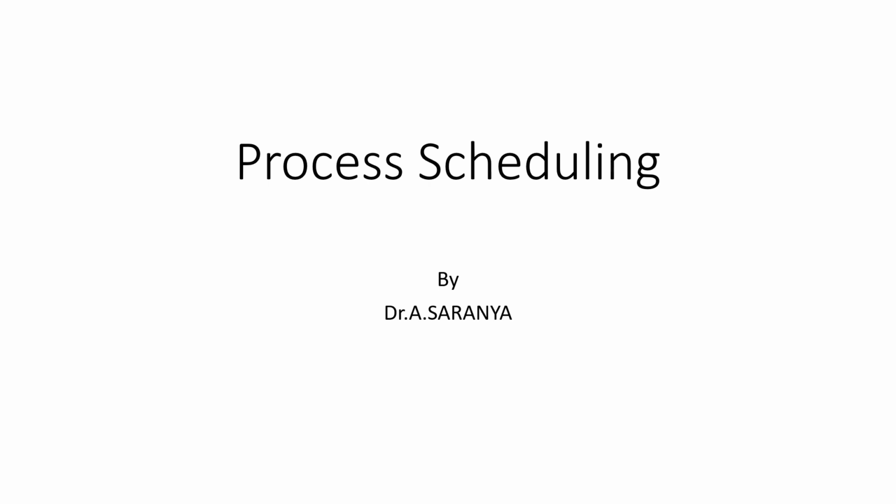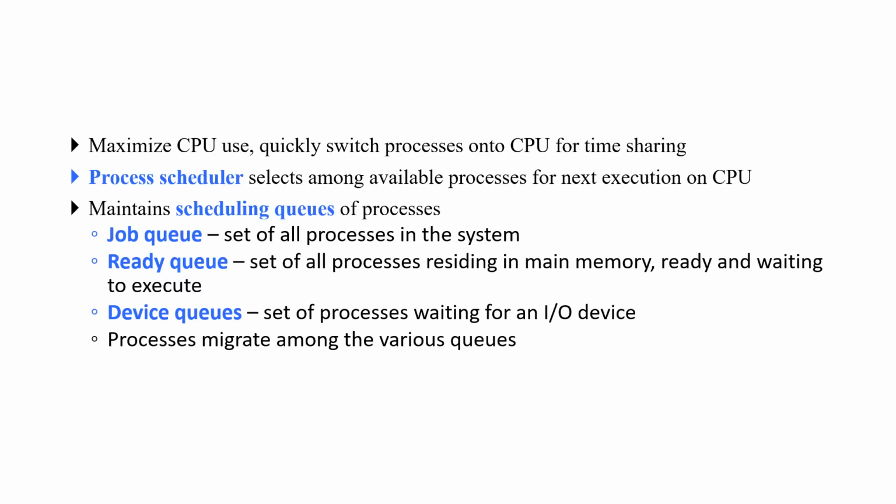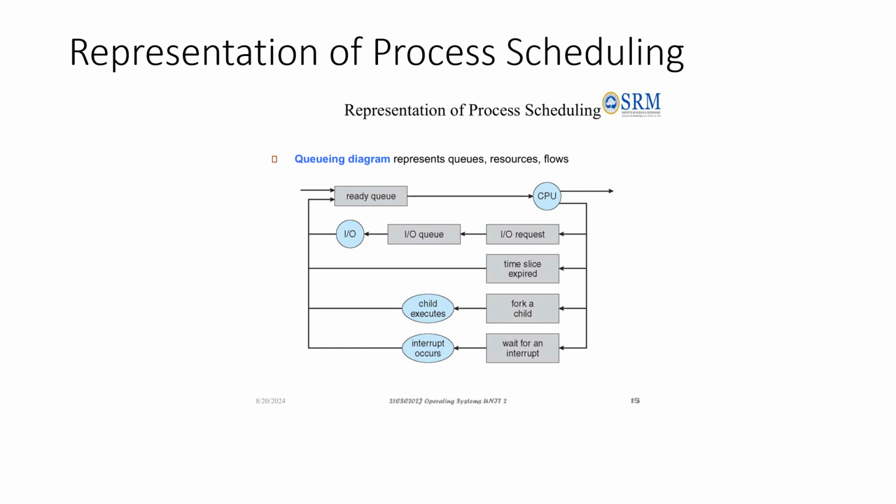So we are going to discuss process scheduling. In this process scheduling, first we are going to discuss the types of queue: job queue, ready queue and device queue. The job queue is used when the process wants to move from the new state.